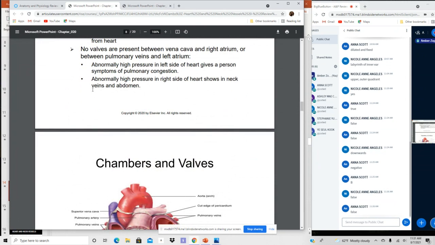They might have distended jugular veins, or they might have something called ascites, which is fluid buildup in the abdominal cavity. So remember, if there's left-sided issues with the heart, they will have pulmonary congestion. If there's issues with the right side of the heart, they will have systemic congestion.